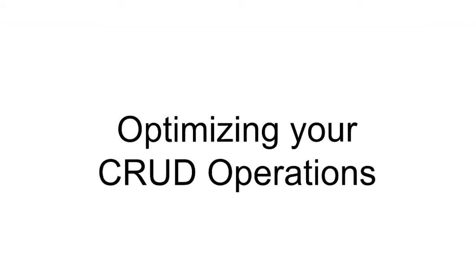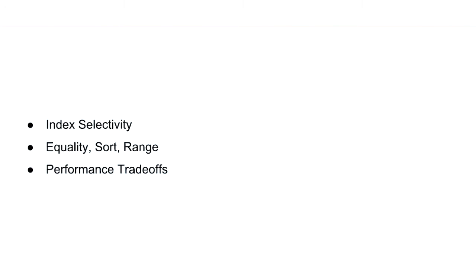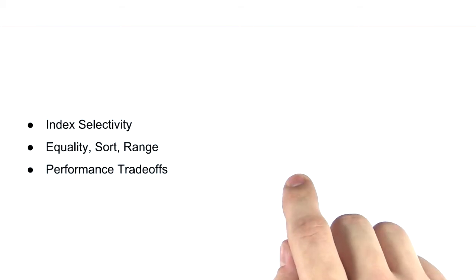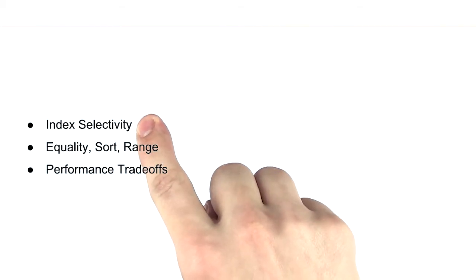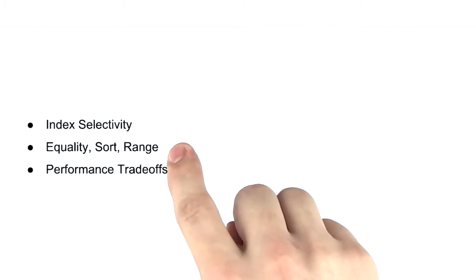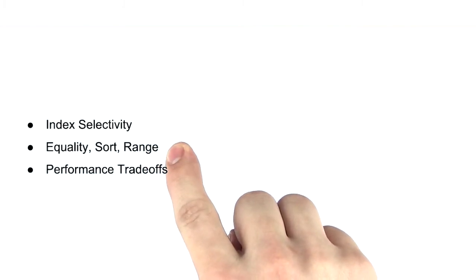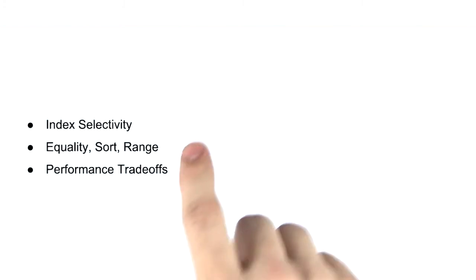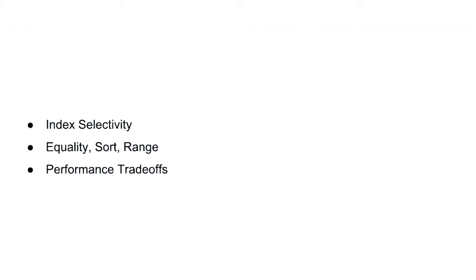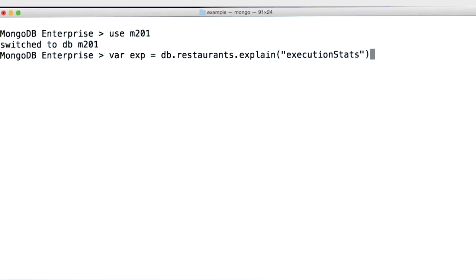In this lesson, we're going to talk about how we can optimize our CRUD operations. By now, we already understand the important role that indexes play with regards to performance. In this lesson, we're going to discuss index selectivity, which concerns minimizing the number of index keys that we examine, the equality sort range rule, which is useful when building indexes, and finally, we'll discuss the trade-offs between these two. Let's go ahead and jump into the shell and look at some examples.